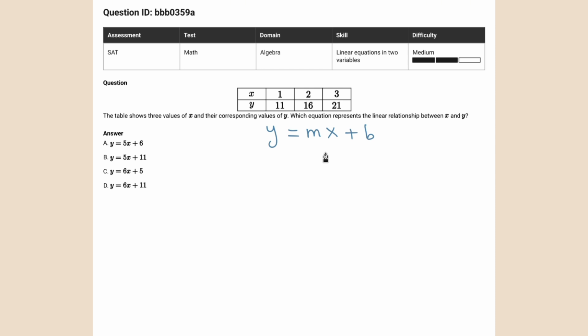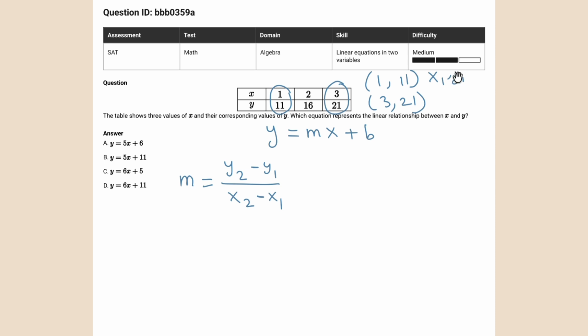Okay, great. So let's find out the slope. The slope formula is y2 minus y1 over x2 minus x1. So choose 2 points. I always choose the first and the last point. That's usually very nice, and that's what I'm going to do now. Okay, so (1, 11) is going to be our first point, and (3, 21). You can label this if you want. Okay, x1, y1, and this is x2, y2.